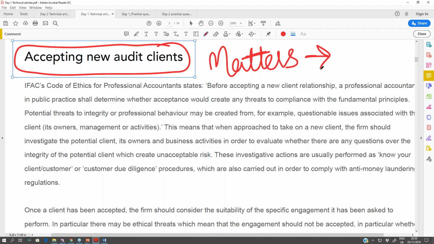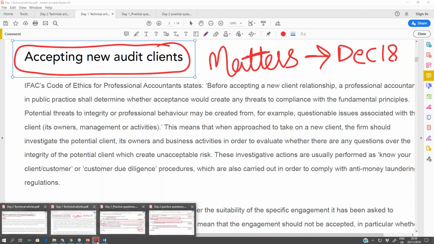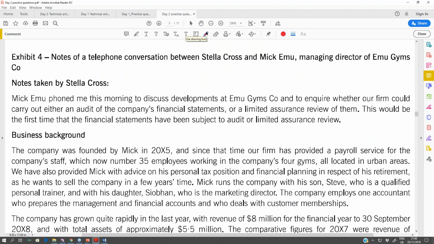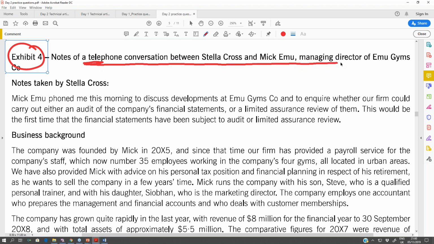So you can build up your answer from here for the December 18 question, right after reading this particular paragraph, and you will be so clear. You read this para and then you read exhibit 4 given in this December 18 paper. See, this is exhibit 4, right? In it, you had a telephonic conversation with Stella and Mick, managing directors of Emu Gym, and Emu Gym wants you to become their auditor. So you need to read the conversation and identify what matters you should consider when accepting the engagement. You can connect this with your knowledge. So first take the knowledge and then work upon acceptance.